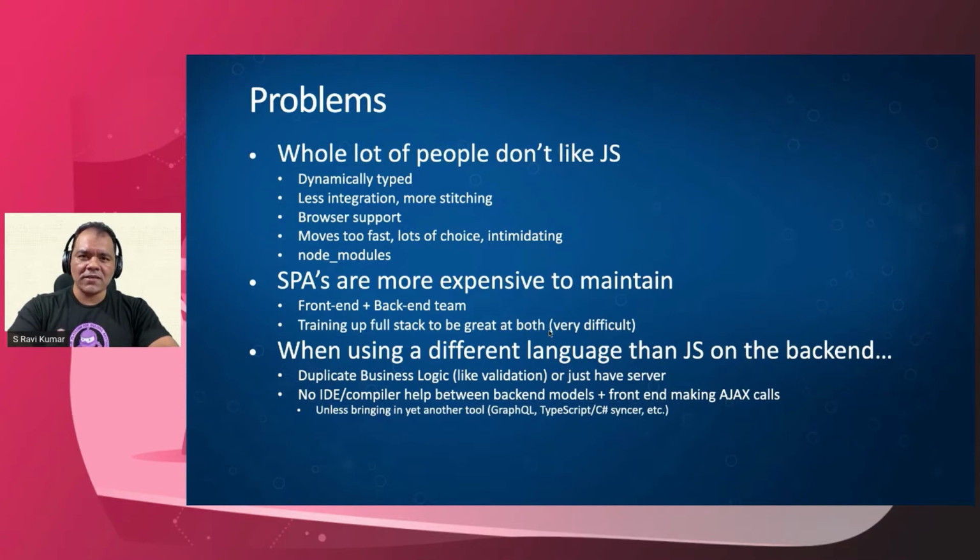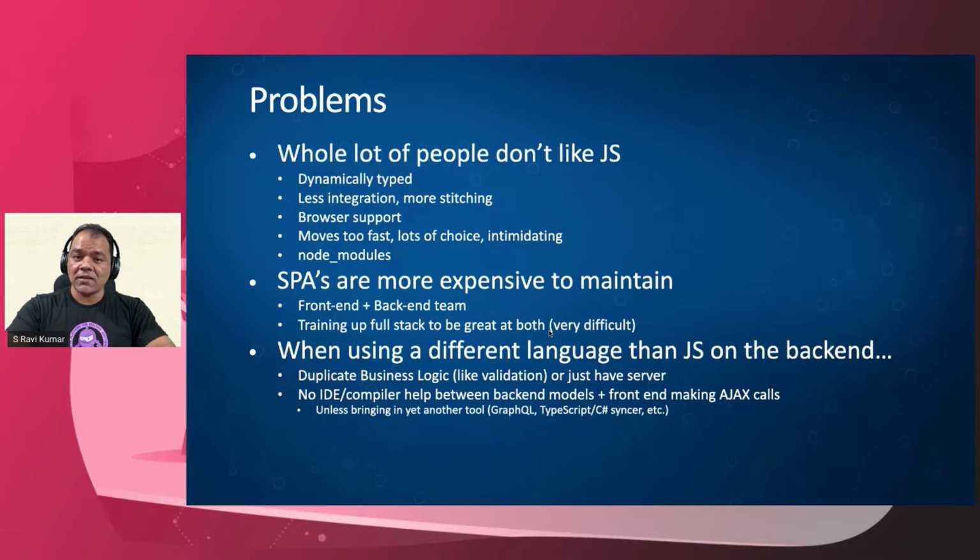It's almost like native mobile development, where we have different teams for doing different tasks. Similarly, training to be a full stack web developer is a costly affair. And when we use a different language than JS in the backend, sharing code logic is also a problem. And currently, most applications have a backend other than JS.